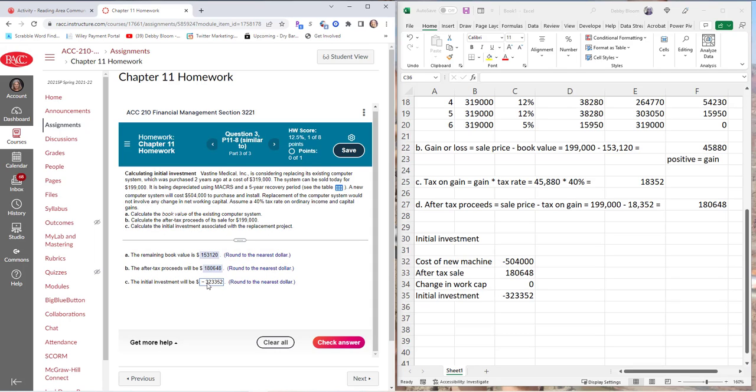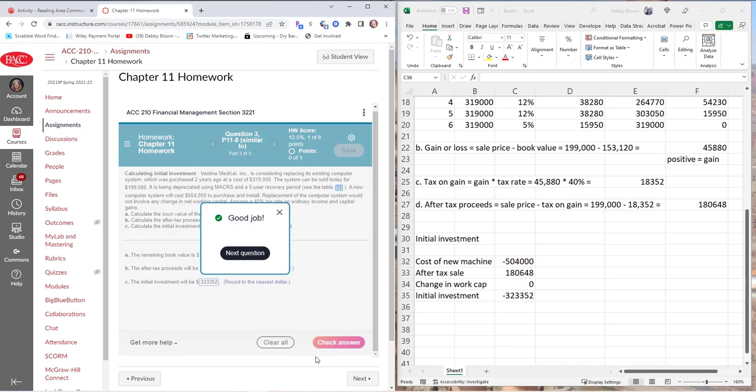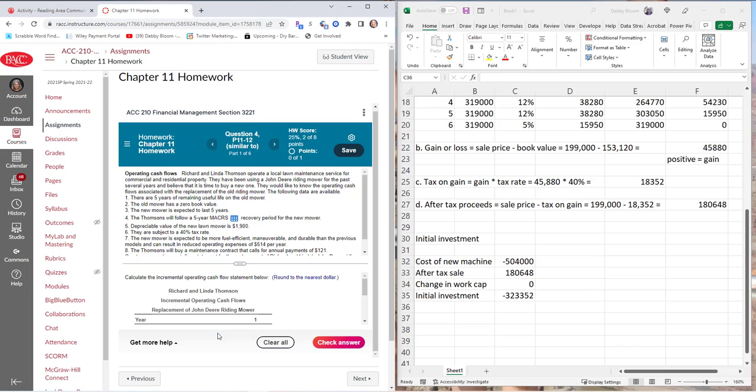Oh, it looks like it wants it as a positive number. Oh, it just wanted it as a positive number. So we have been able to solve the problem of the initial investment.